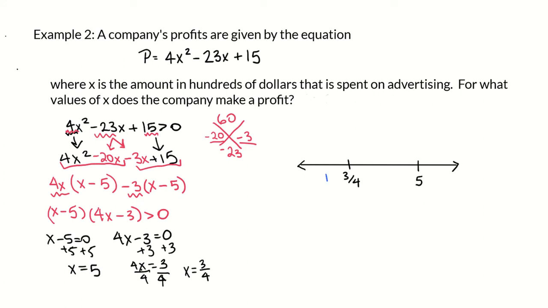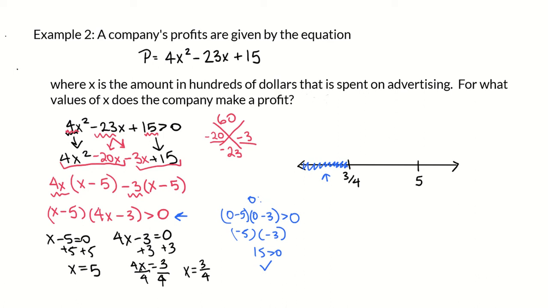Something less than 3/4, we could choose 0. We could plug this into any form of the equation. Choose the factored form. Plugging 0 into the factored form, we get (0 − 5)(4 times 0 is 0, minus 3) > 0. That is −5 times −3, which is 15. Since that's true, this region on the number line is part of our solutions.